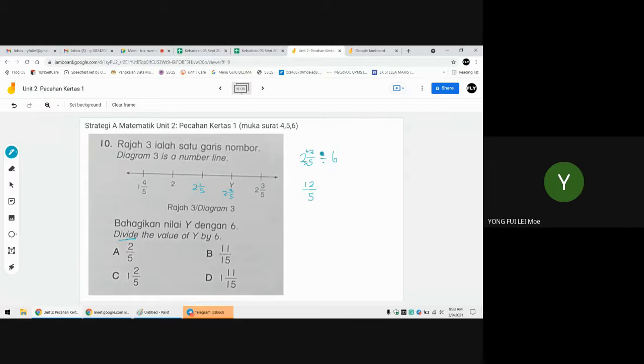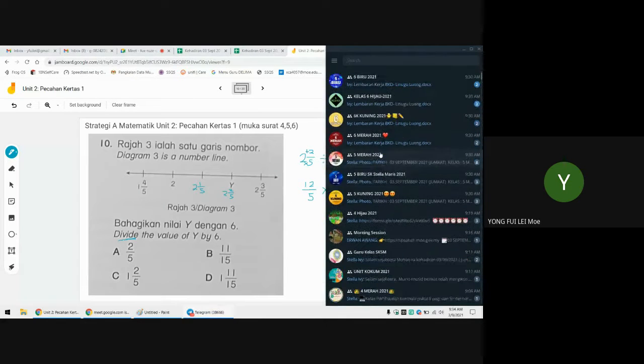Divide. Remember, when you divide, you have to change it to times. When you change it to times, 6 will be inversed. Flip it. So 6 is also 6 over 1. When you inverse it, it will become 1 over 6.